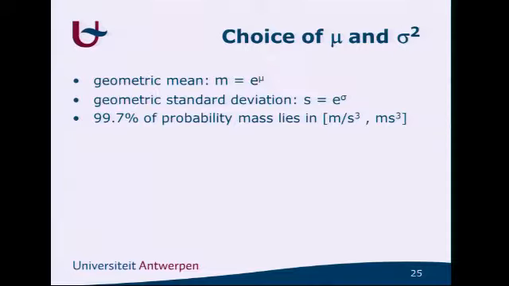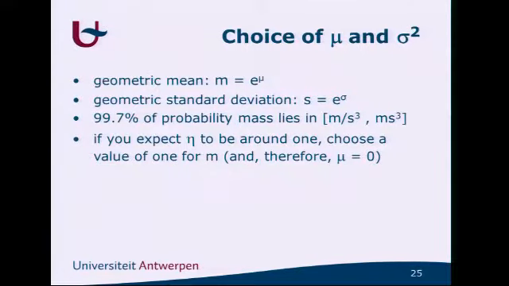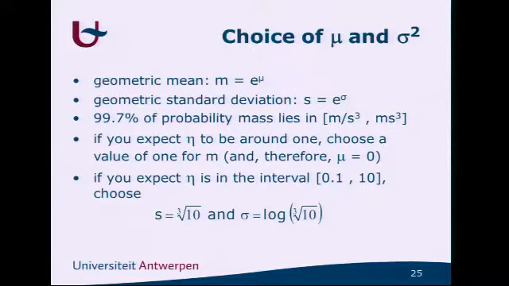Now you can use this to come up with sensible values for mu and sigma. For example, if you expect your variance ratio eta to be around 1, then you should choose the geometric mean to be 1. The geometric mean is a measure of location, so it makes sense to set it to 1. And if you set the geometric mean m to 1, then using this equation here, you can see that you should set mu to 0. And then we have a sensible choice for our first parameter, mu.